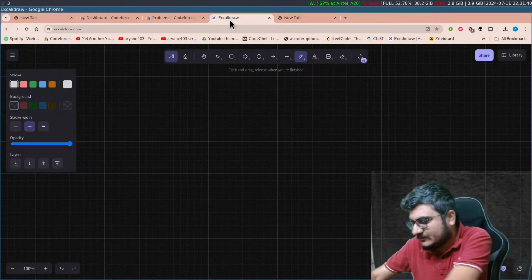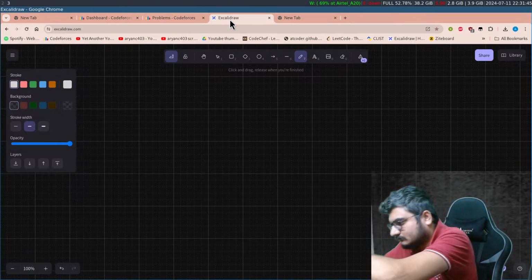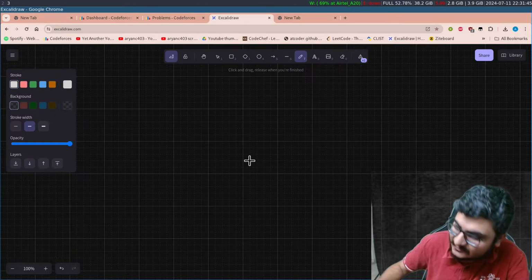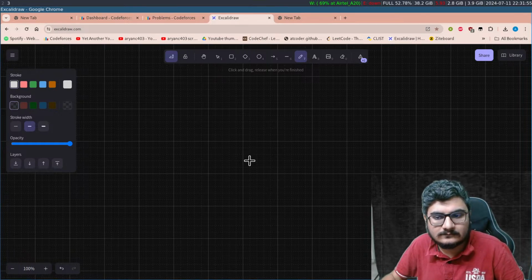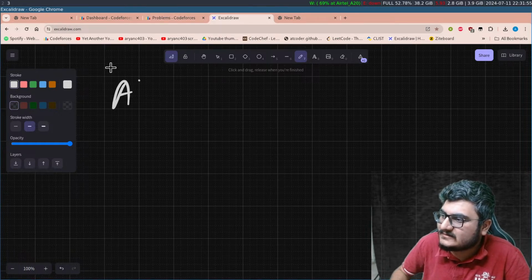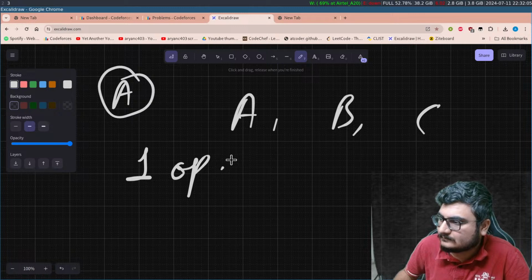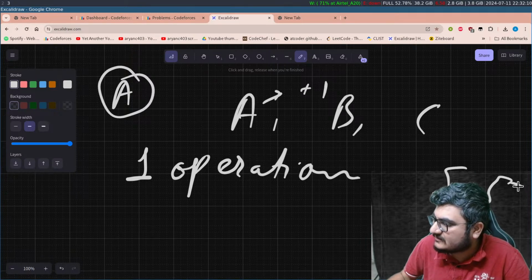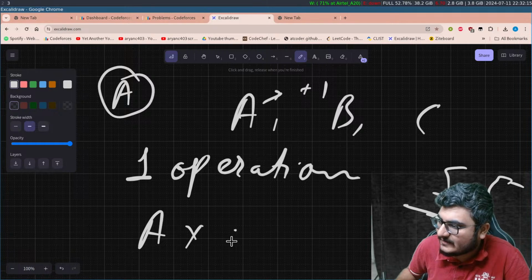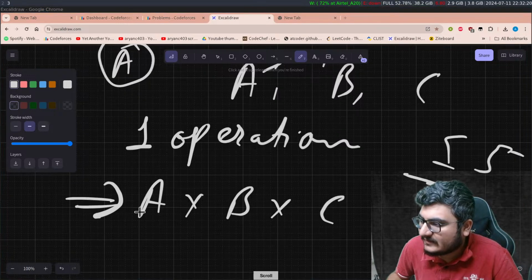There are multiple ways to do it. If I read the problem statement correctly, for problem A, we have been given three integers A, B, C. In one operation, we can take any one integer and increase it by 1. We can do this at max 5 times, and we have to print the maximum value of A into B into C at the end of the operations. So there are multiple ways to do it.